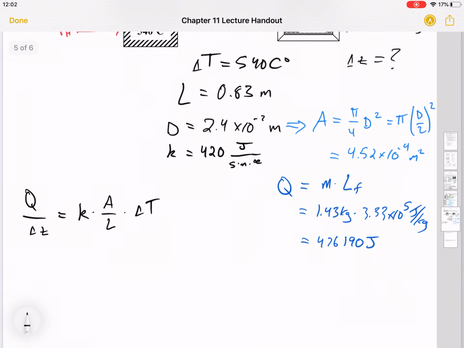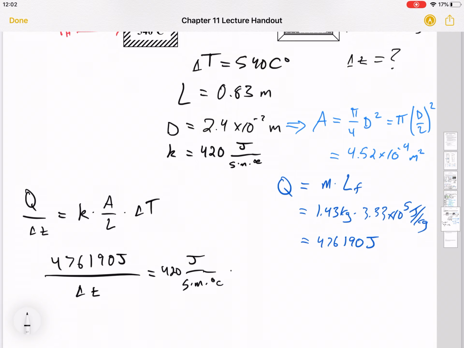Okay, so we're so close. So now we can just plug all this into this equation, right? So I get 476,190 joules divided by delta time equals K, that's 420 joules per second meter degree Celsius, times that cross-sectional area.